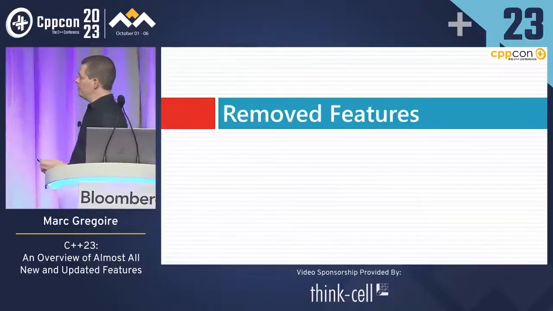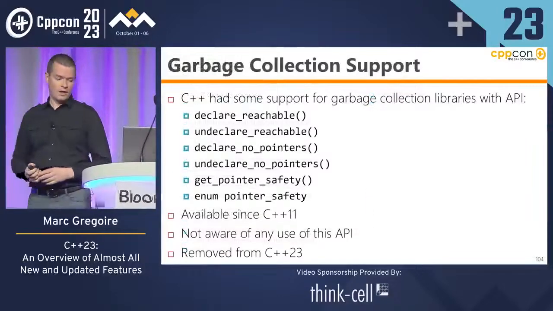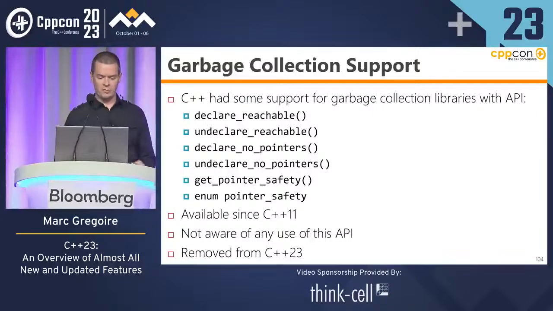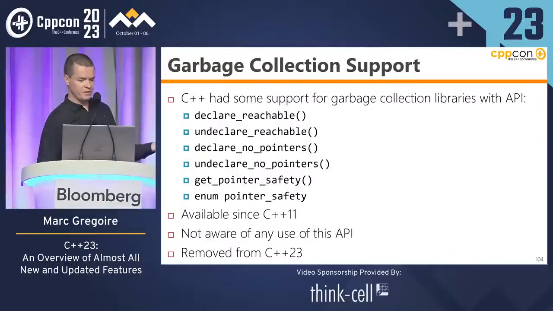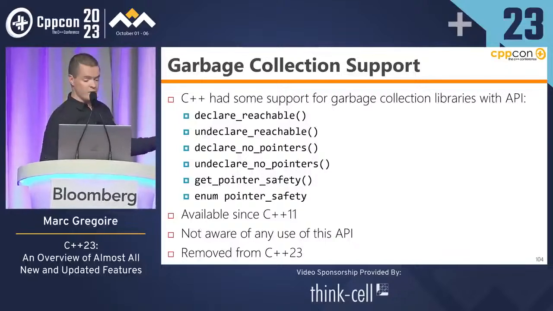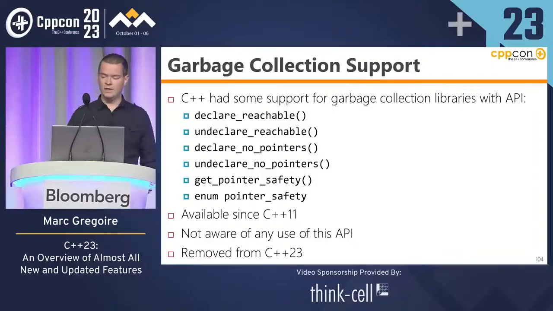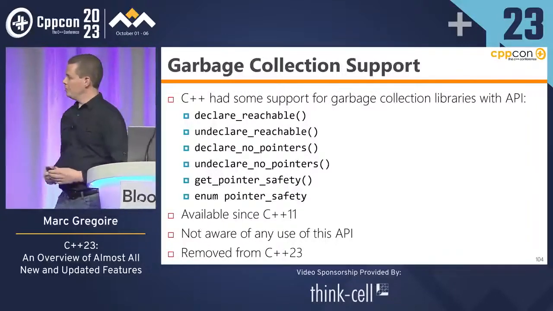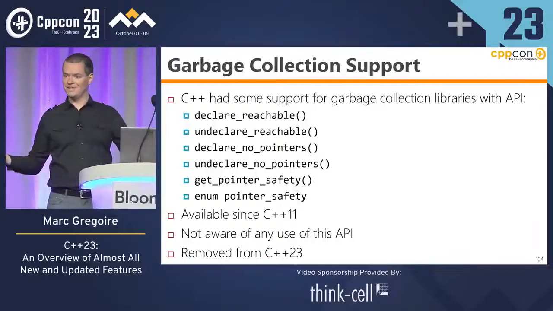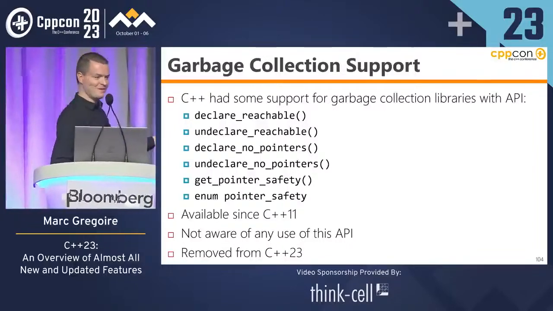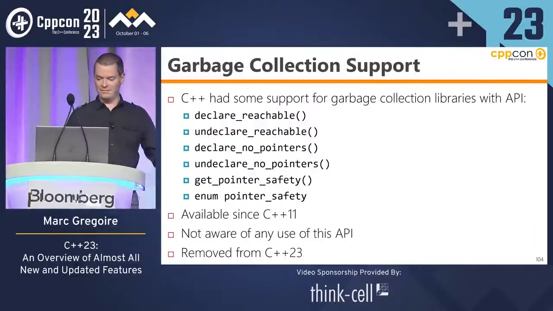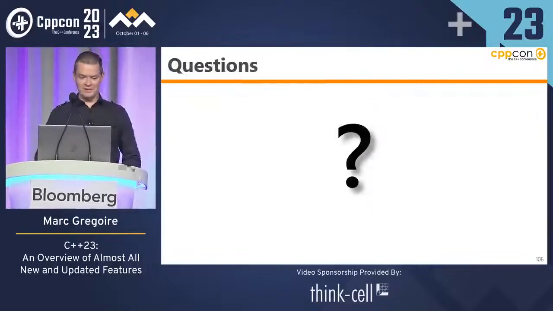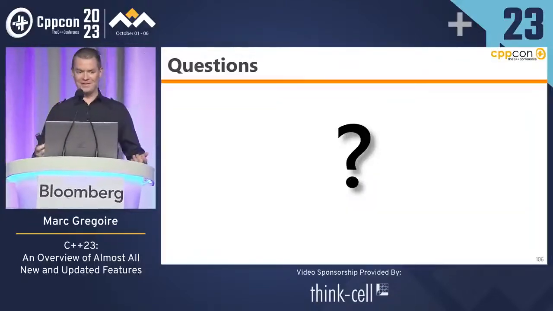There is actually one feature that has been removed totally, and that's all support for garbage collection. Probably a lot of people don't know that there was support for garbage collection. This was introduced in C++11. There was this garbage collection API available, provided by the standard. But we're not aware of anyone that is using this API. Nobody knows about it, I think. Does anybody know about it? No. So it's removed in C++23, and you can no longer use it. And that's it. So right on time, I think. If there are any questions?